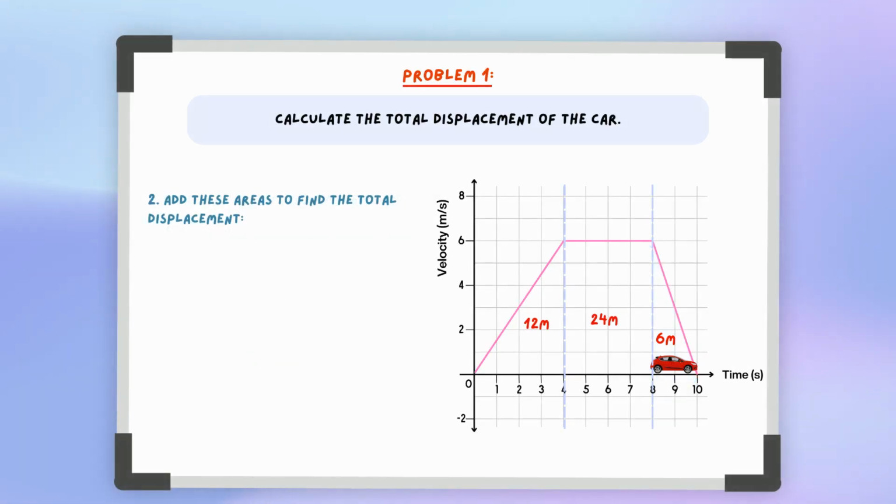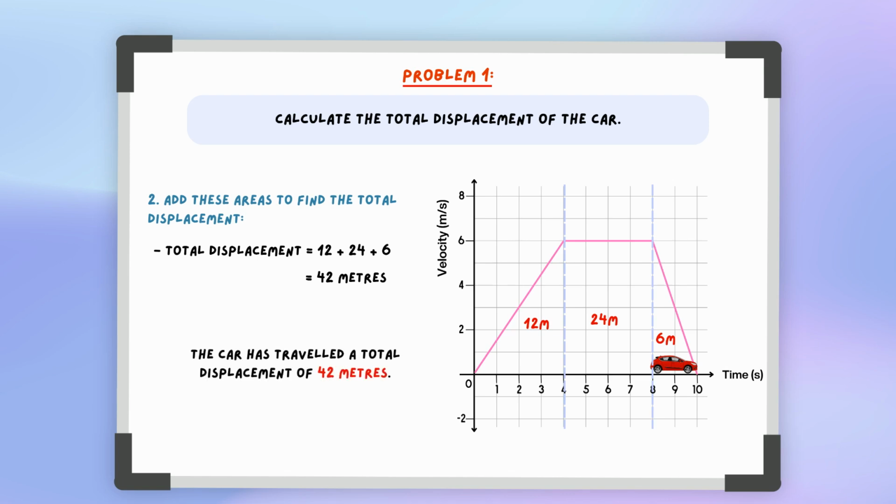Finally, we add these areas to find the total displacement. So the total displacement is 12 plus 24 plus 6, which equals 42 meters. Therefore, the car has traveled a total displacement of 42 meters.